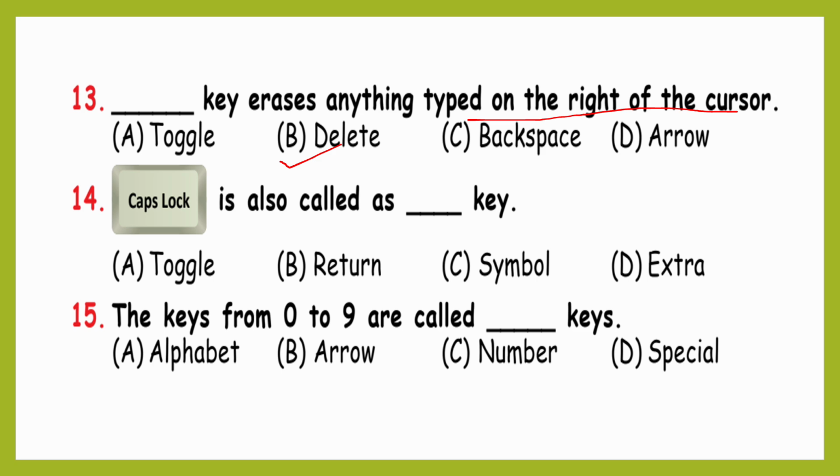The next one, caps lock is also called as dash key. Option A, toggle. Option B, return. Option C, symbol. Option D, extra. Which is the correct answer? Option A, toggle.